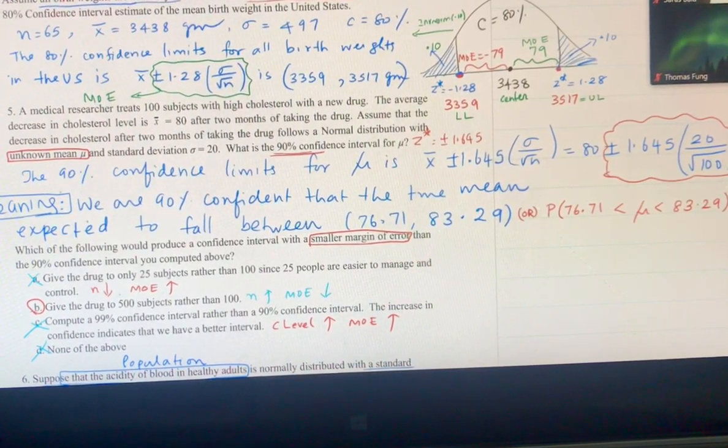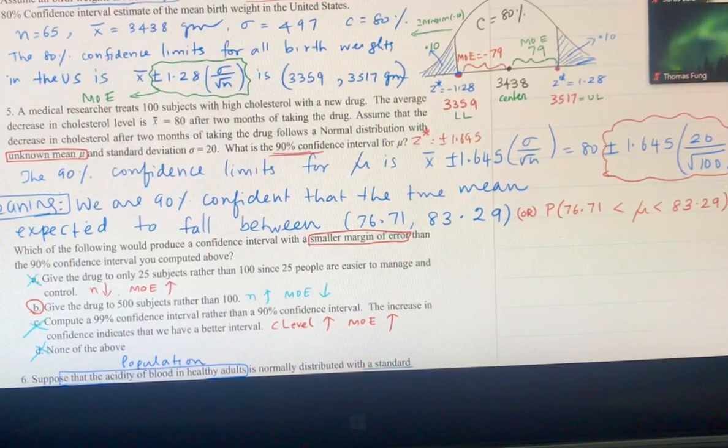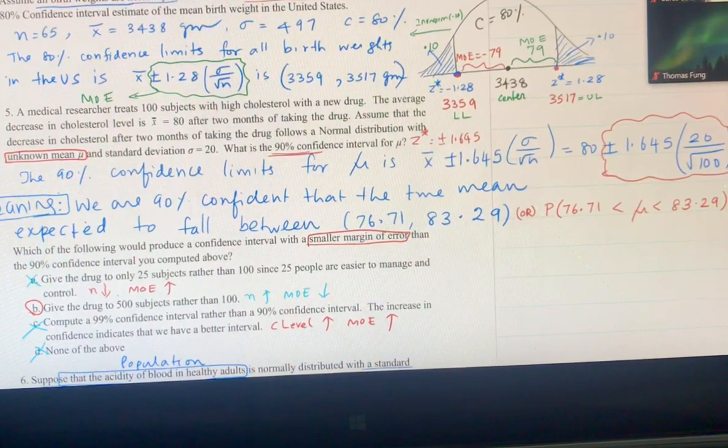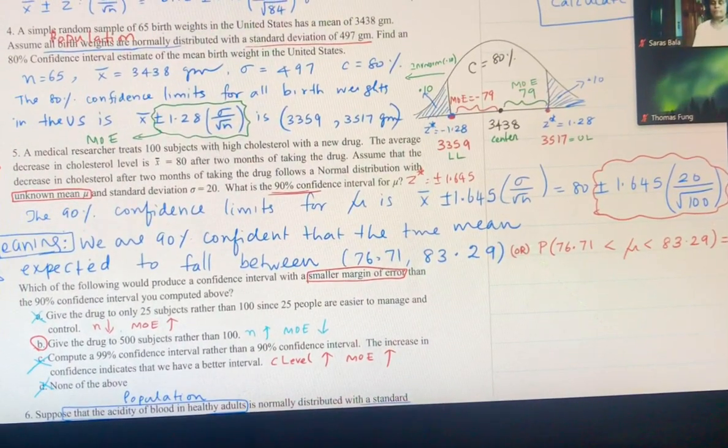It's pretty simple. You are going to be given all 4 numbers that you are looking for. The sample size will be there, X bar will be there, sigma will be there, and then the C level is going to be there. All right.